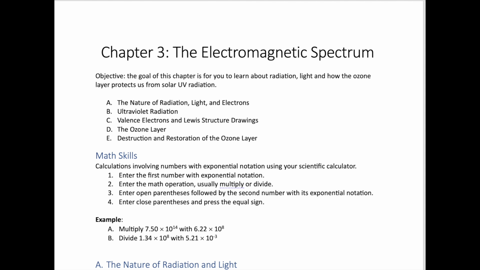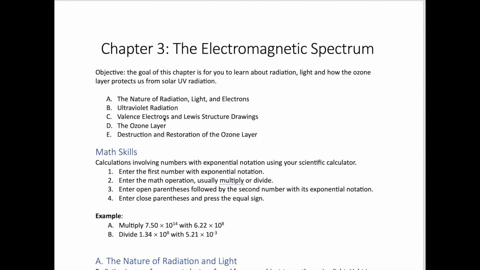Into chapter 3, and what we're going to learn in this chapter is radiation, light, and then how the ozone layer protects us from the sun's UV radiation. So we're going to go through a number of chemistry ideas here that are related to light and molecular structure, and then afterwards we'll get into that ozone layer discussion.